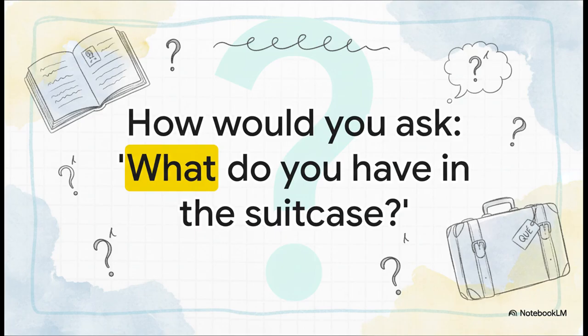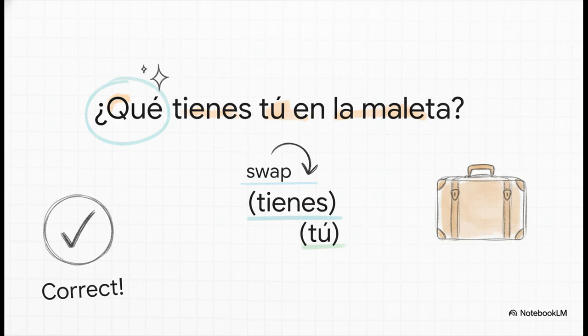Okay, next one. How about this? What do you have in the suitcase? Again, which question word do you need? And what happens with the subject and the verb? The answer is, ¿Qué tienes tú en la maleta? We use qué with an accent for what, and we did the flip. The verb tienes comes right before the subject tú. See? You're totally getting the hang of this.